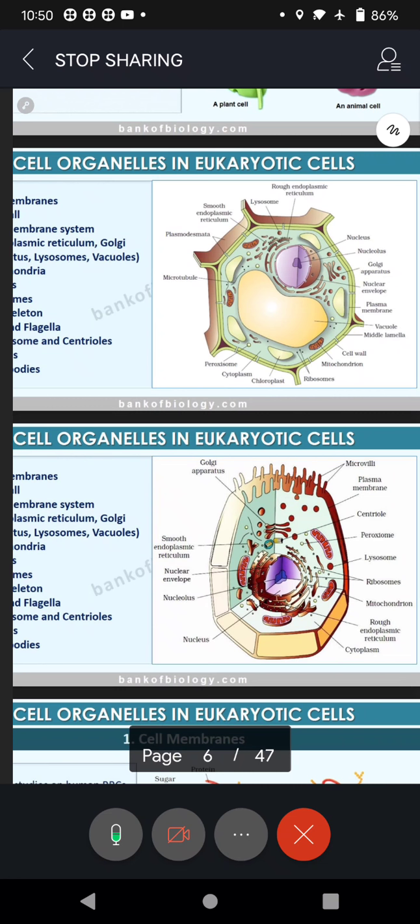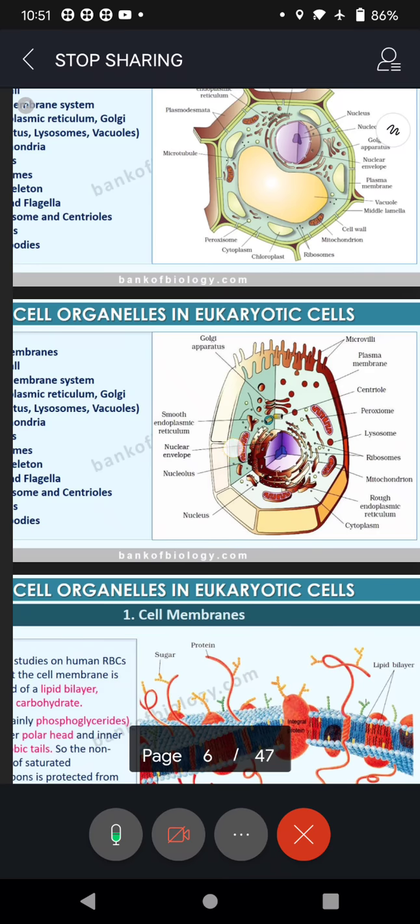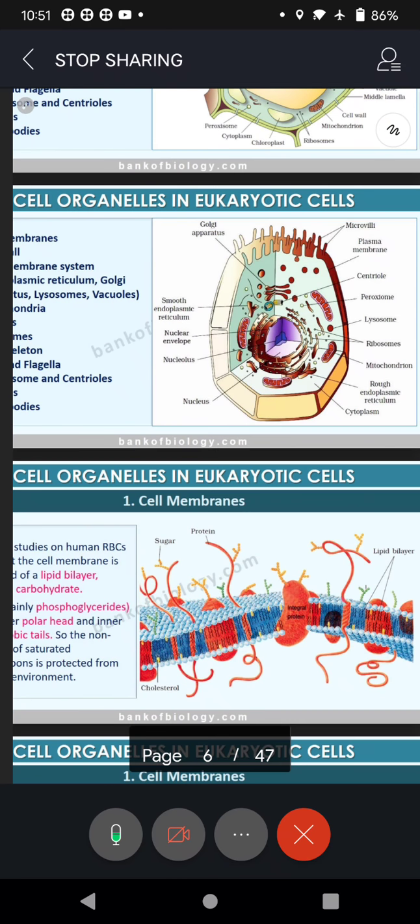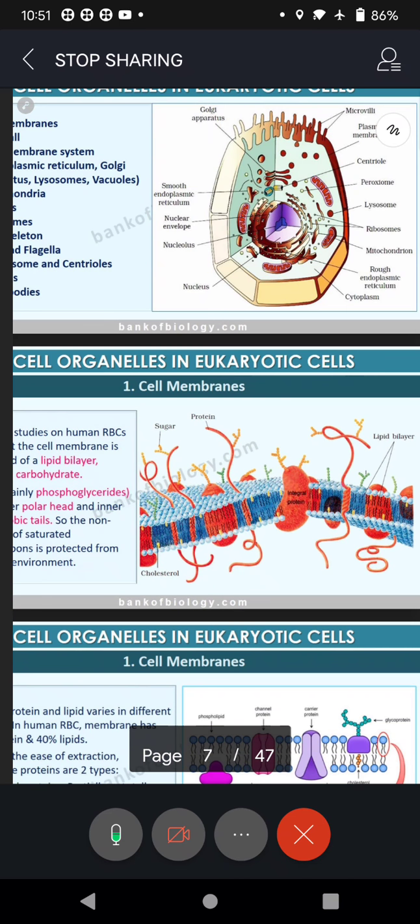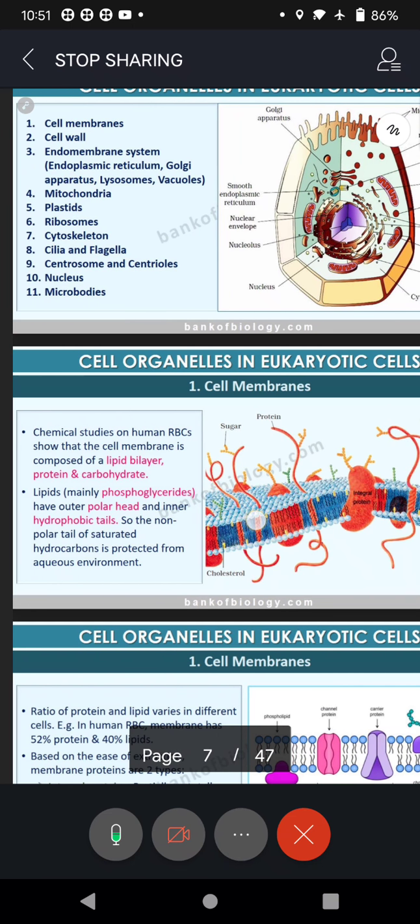Whereas in animal cell, it is present outermost. There is no cell wall in animal cells. That is one of the fundamental differences between plant cell and animal cell. Way back in your junior classes, you know it. So, plasma membrane is present in both plant cell as well as animal cell. Only difference is, in animal cell, it is the outermost membrane. In plant cell, it is present below the cell wall.